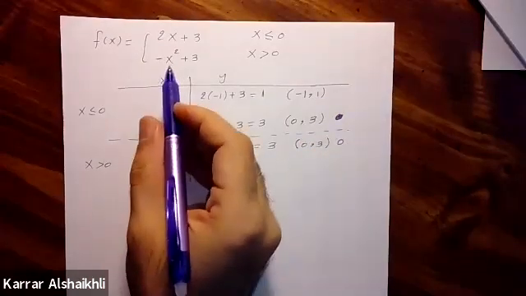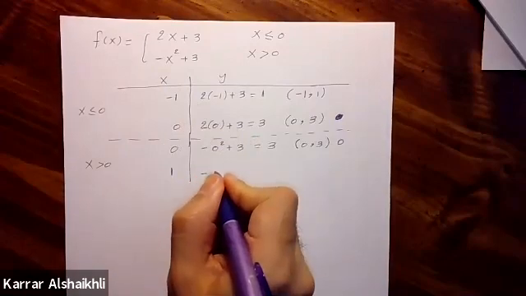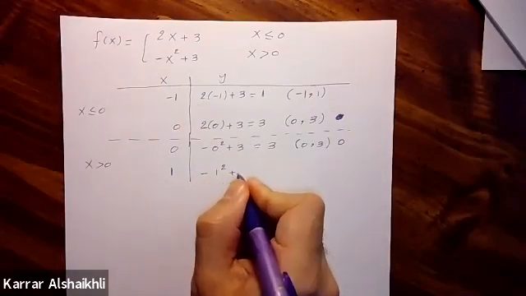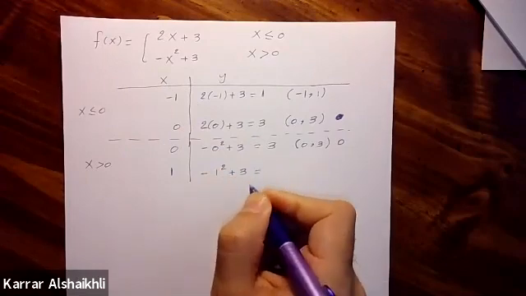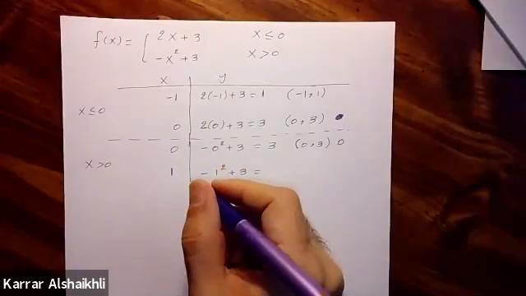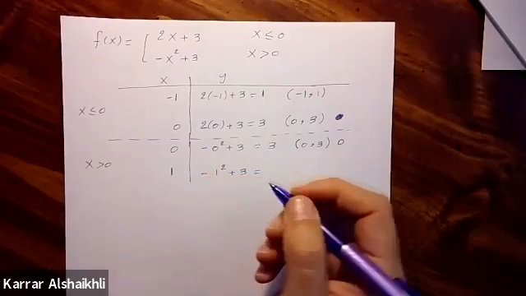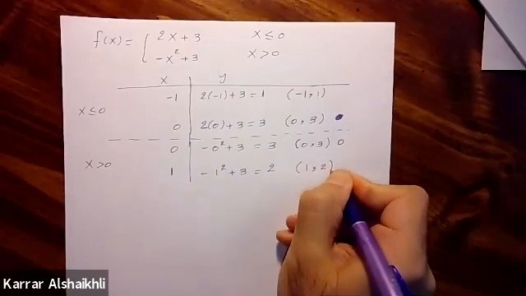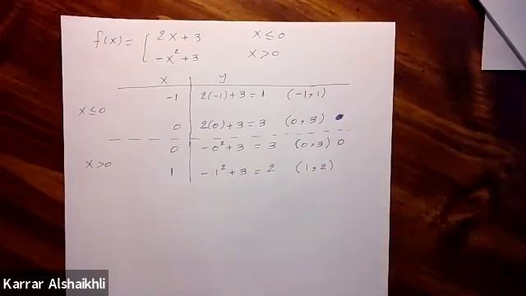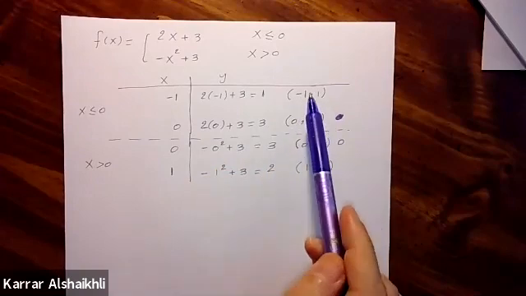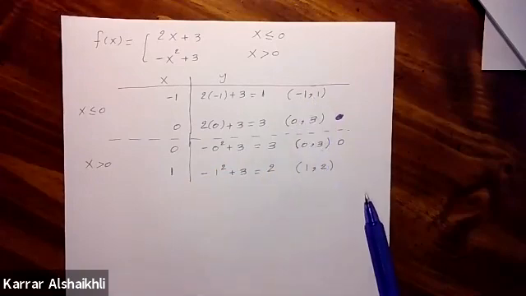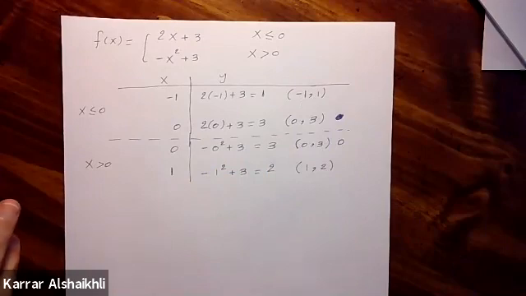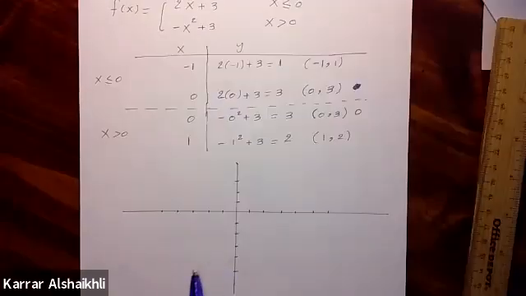Now let's plug in this one with the second piece. -1 squared plus 3. 1 squared is 1, so it's going to be -1 plus 3, which is 2. So it's going to be the point 1, 2. We're done. We have the table. We have 4 points, 2 points for the first piece and 2 points for the second piece. Let's graph these points and we'll see what the graph of this piecewise function looks like.